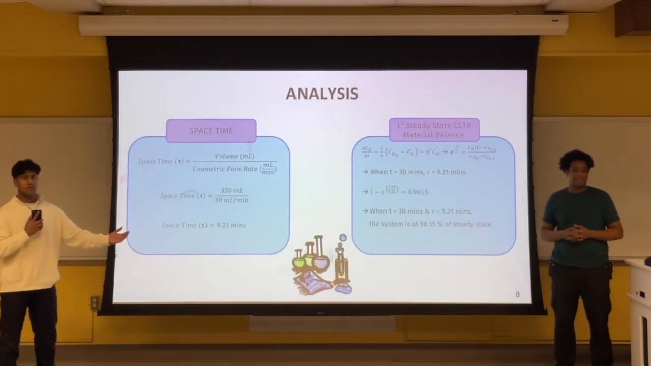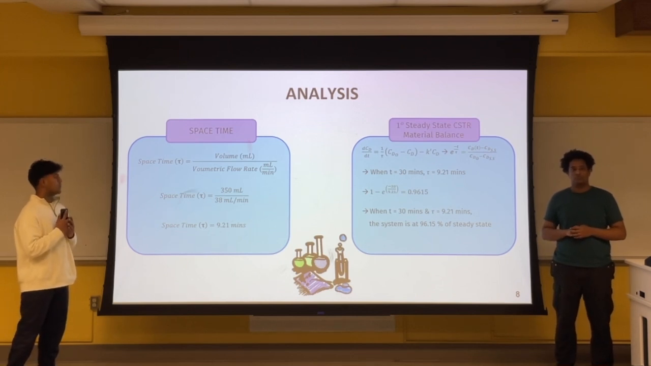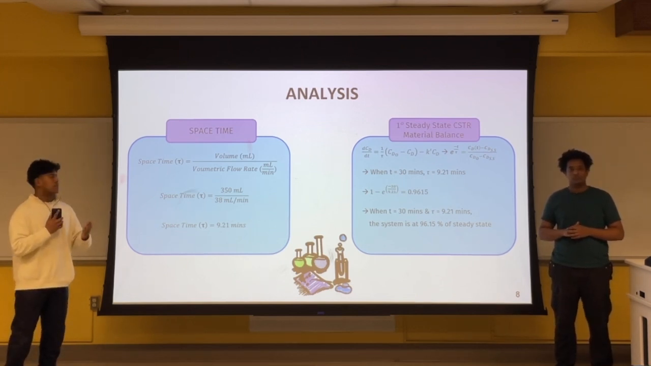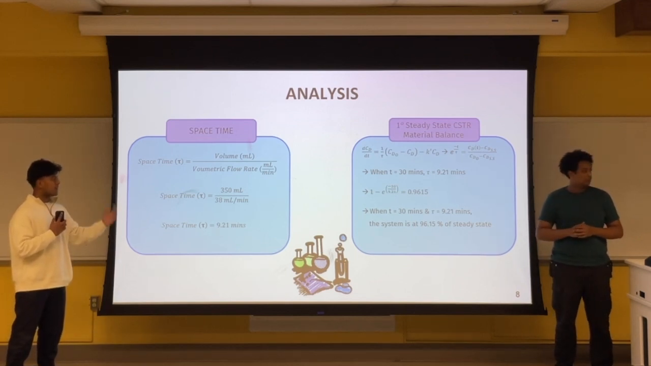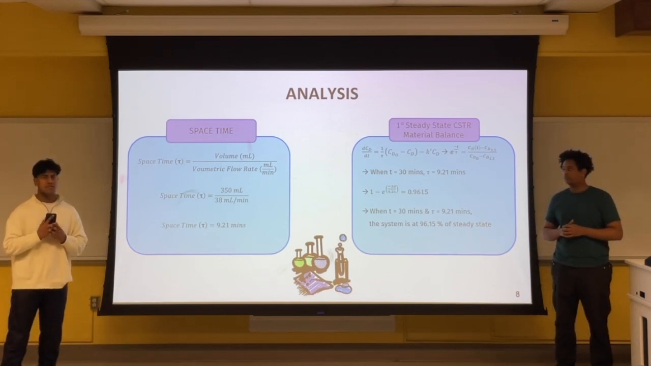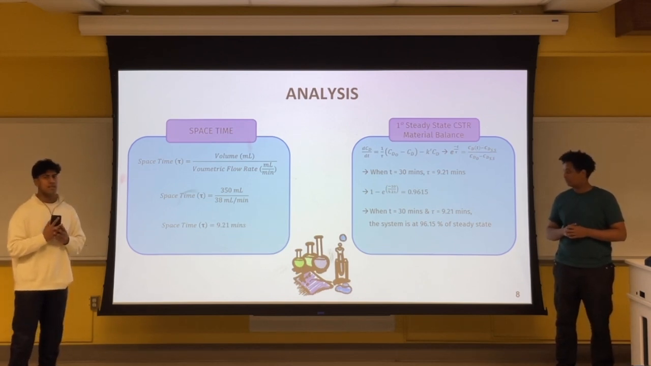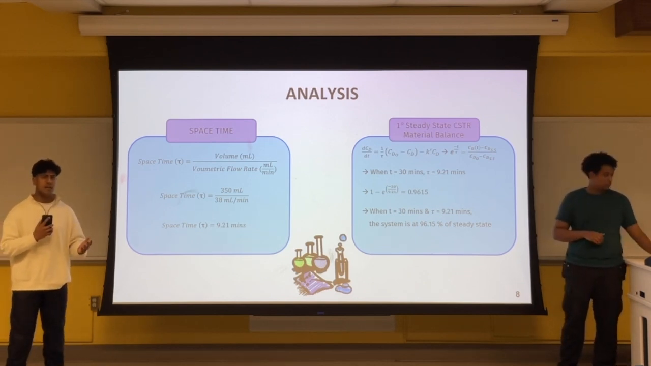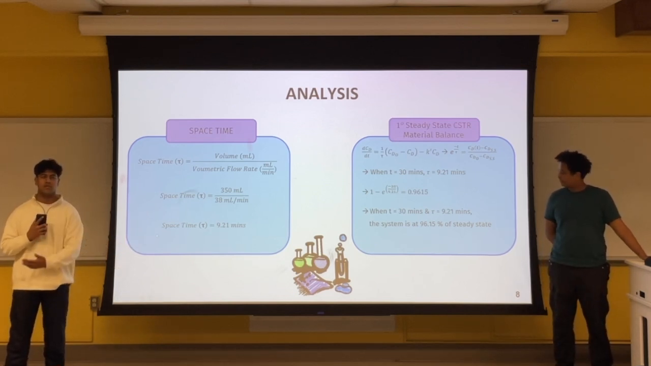Now, using the parameters Matthew just explained to us, we were able to find a space-time of 9.21 minutes. Using the first order steady-state CSTR material balance, we were able to find that when time is equal to 30 minutes and our space-time is 9.21 minutes, the system is at 96.15% of steady state. Now, this is not exactly 100%, but this is where we start to see deviations between our expected conversion and our measured conversion.